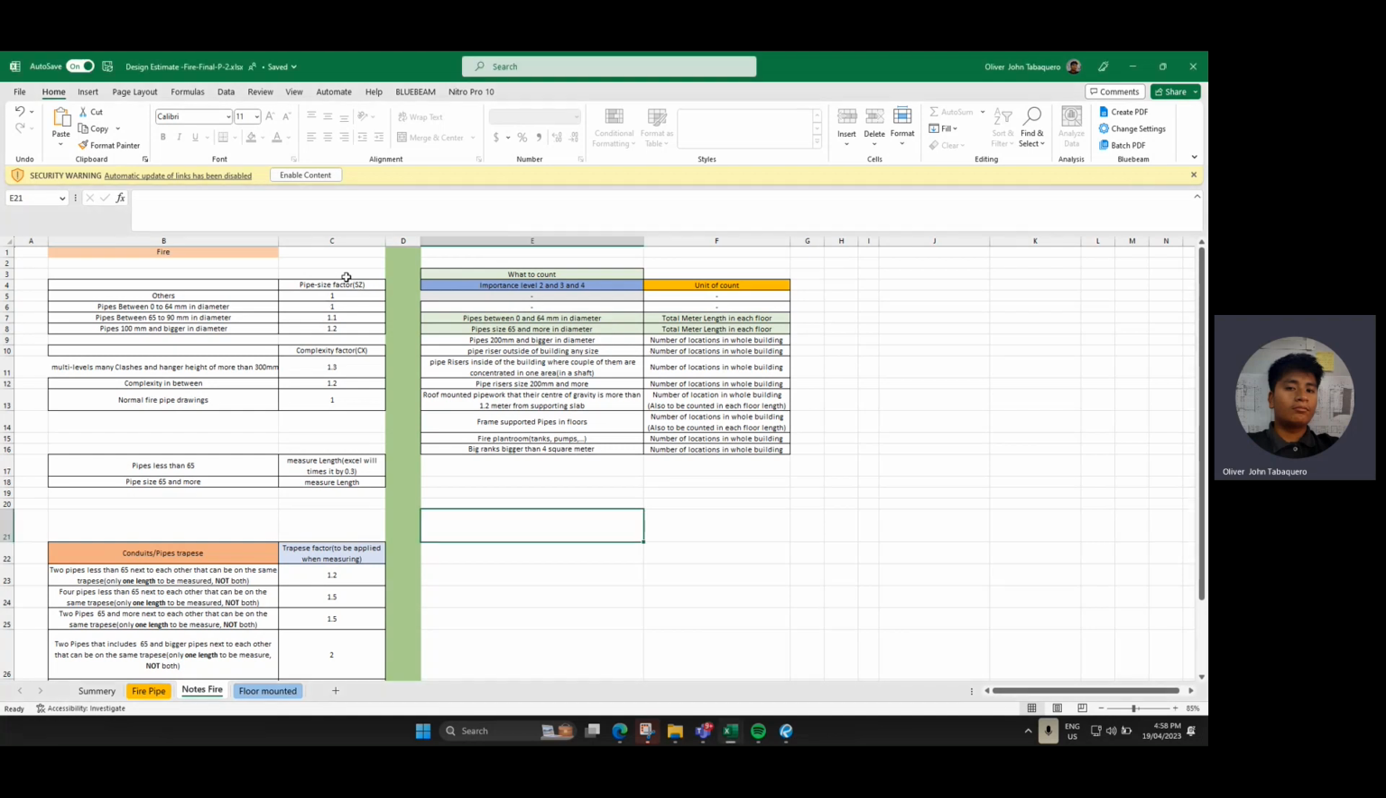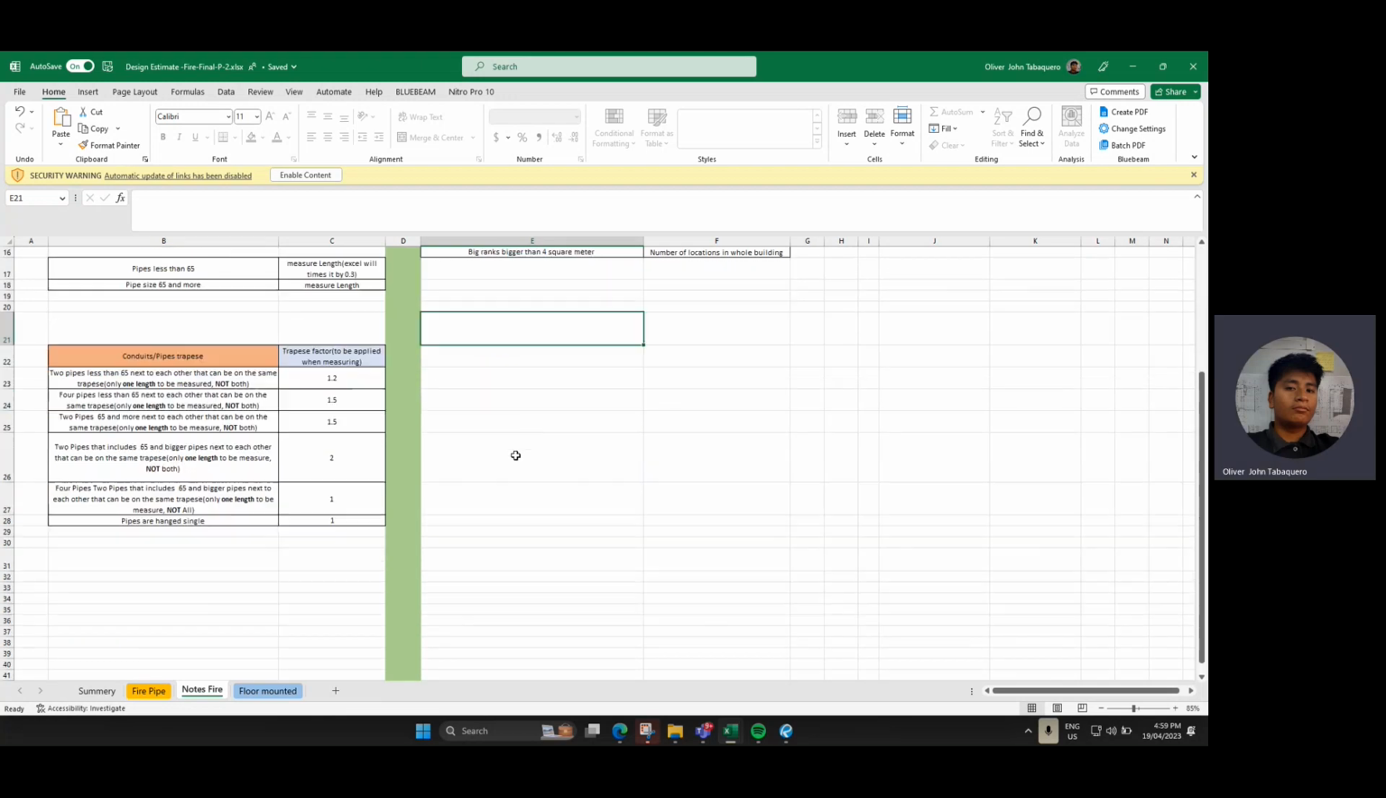And here you have the pipe size factor. It's very self-explanatory. If it falls within the 0 to 64, it's 1. If it's 65 to 90, it's 1.1. 100 and bigger, 1.2. Complexity factor, like what we've discussed previously, it's self-explanatory. If you feel like it's just pure straight runs, it's 1. If it has complexity in between, 1.2. If it has clashes and the hanger height of more than 300, it is 1.3.